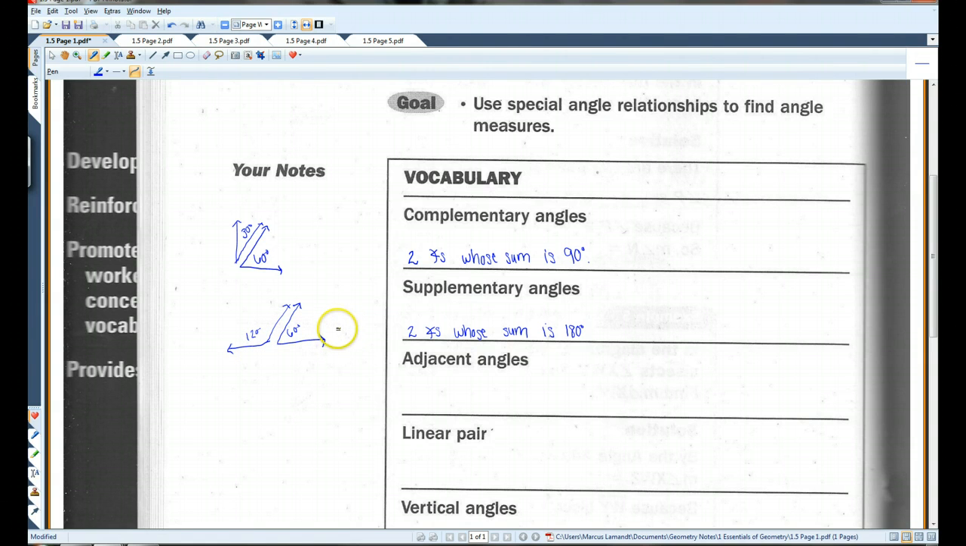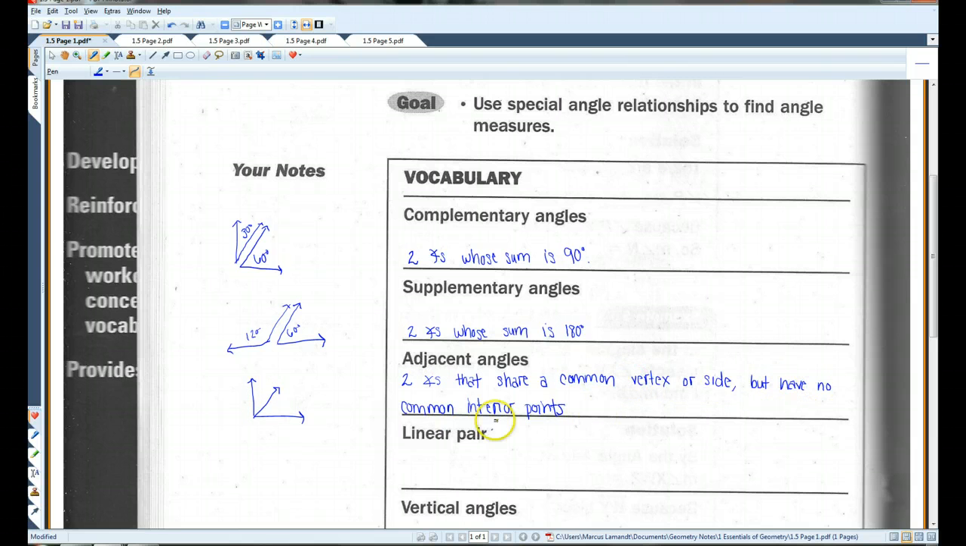Adjacent angles are angles that share a side. Okay, they look kind of like this. This angle and this angle are adjacent because they're attached here. They share this side. Two angles that share a common vertex or side but have no common interior points.